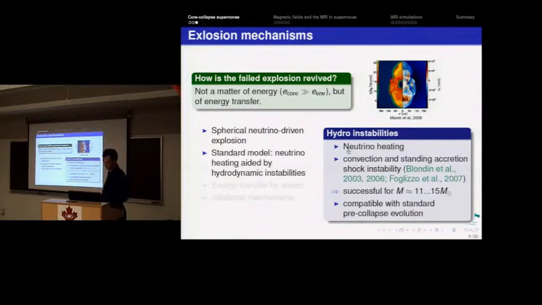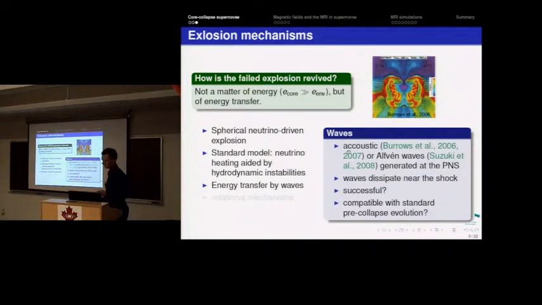Now come to more exotic, or partially more exotic, explosion mechanisms. Namely, one is energy transfer by waves, where you transfer energy generated by accretion at the proto-neutron star output to the shock by means of different kinds of waves. For example, the acoustic waves proposed by Adam Burrows and collaborators, or, as recently proposed by Suzuki, Yamasaki, and Yamada, Alfvén waves, which both could be generated near the proto-neutron star. This shows a simulation of Adam Burrows.